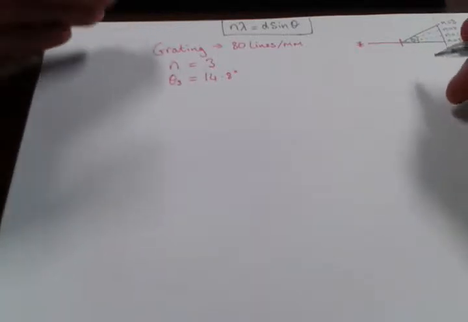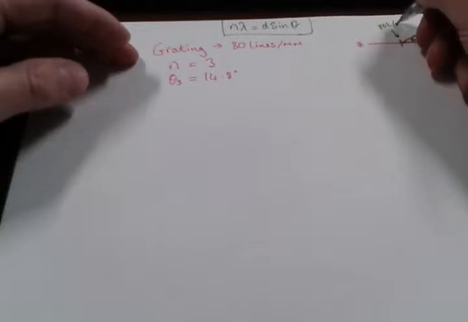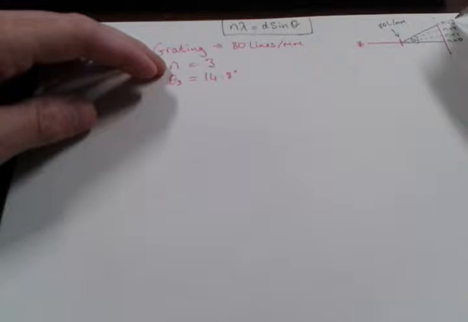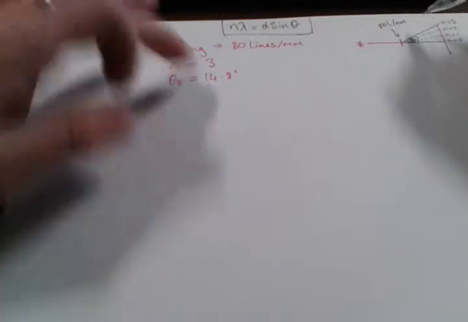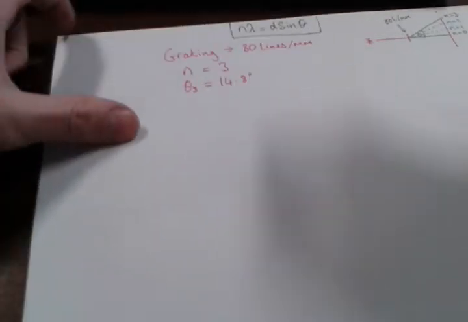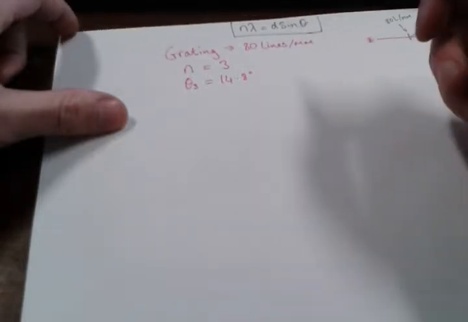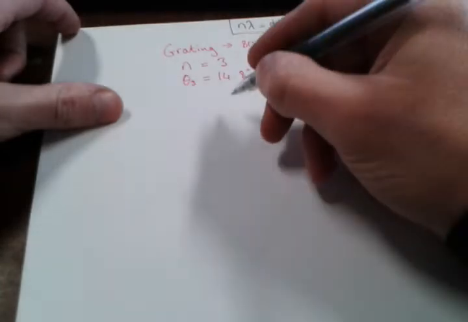The information that we're given is that the grating here has 80 lines per millimeter. The image here is the third order image, and the angle between the straight through and the third order image is 14.8 degrees. So how do we approach this and see what we can do? Some of this information may not actually be relevant here.